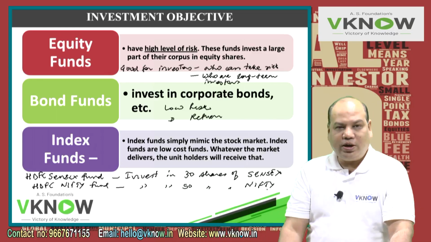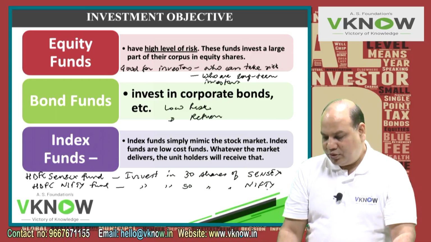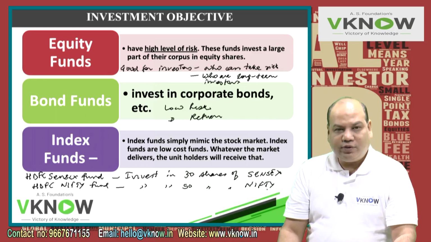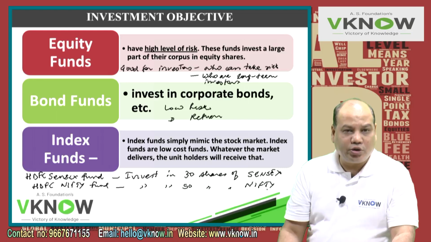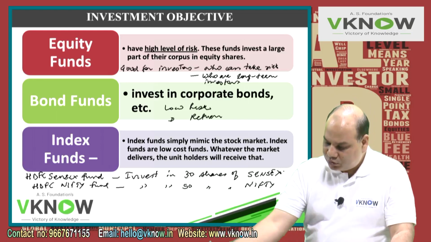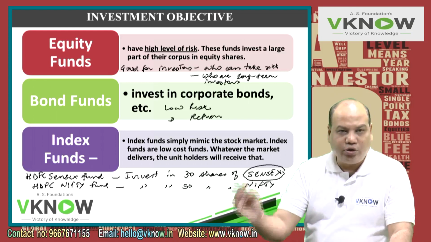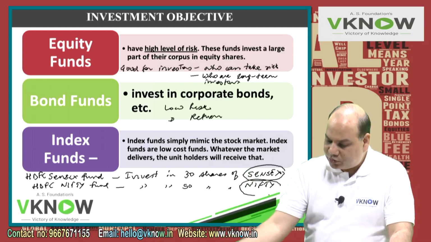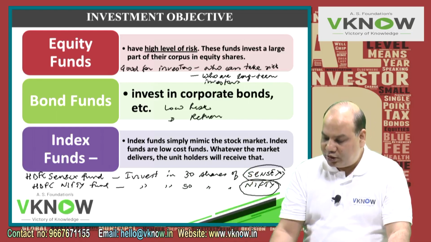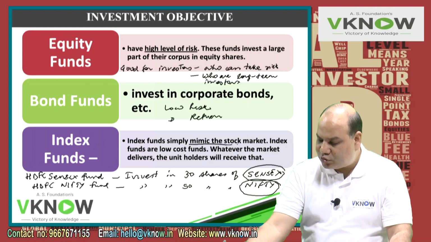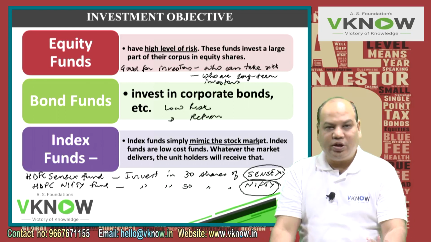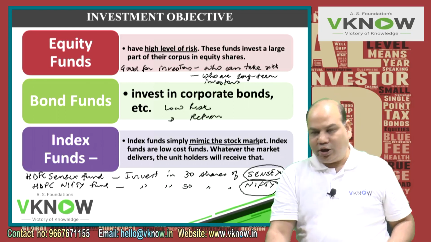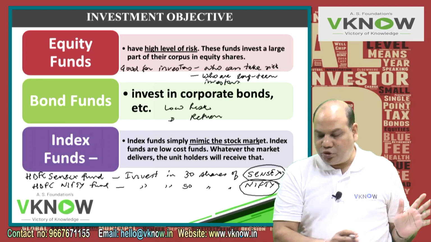What is good or bad about it? The good part is that the fund manager does not have to think about which security to select, because these 30 securities are already known. These 50 securities are already known. So that is why the word used is that they mimic the stock market. Copy, mimicry. They try to copy the stock market.